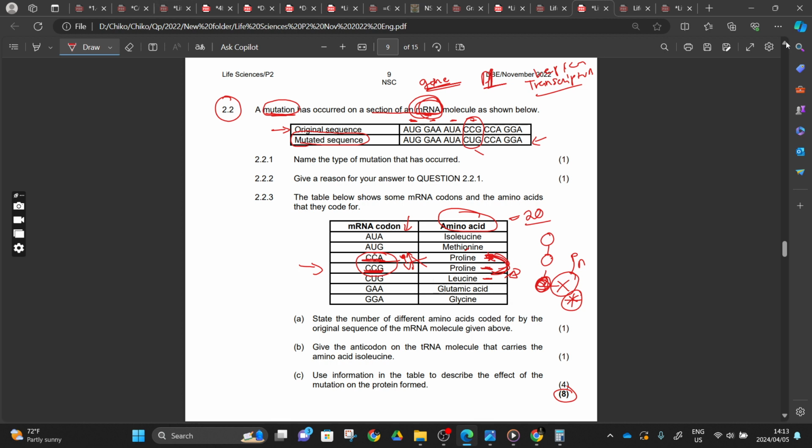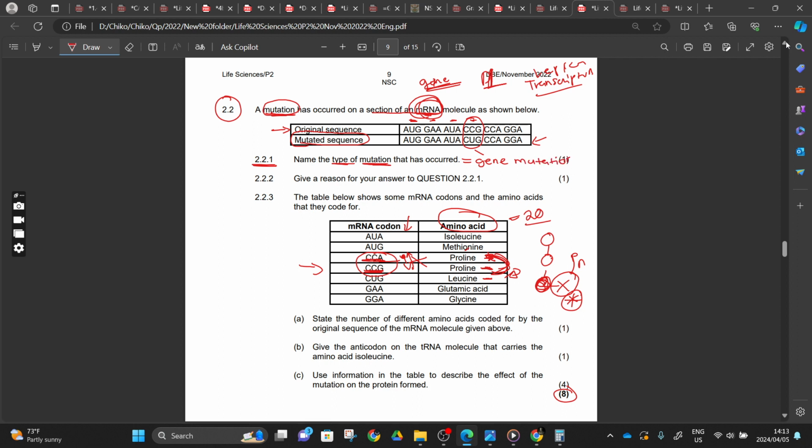So let's go to the question that I was just trying to explain, because it's something that we also have to make you understand, guys. Thank you, guys, for those who are understanding. 2.2.1: name the type of mutation that has occurred. Name the type of mutation that has occurred. You are going to say gene mutation.